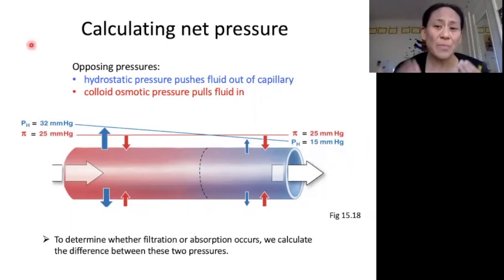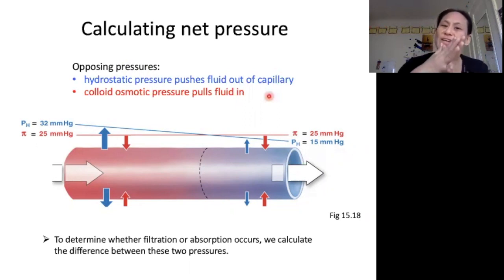Okay, to summarize what I've talked about so far, we have our two opposing pressures that are going to be governing bulk flow of fluid across the capillary wall. We've got our hydrostatic pressure, which is going to encourage filtration. It's going to push fluid out of the capillary. And then we have our colloid osmotic pressure, which is going to encourage absorption. It's going to pull fluid into the capillary, okay?